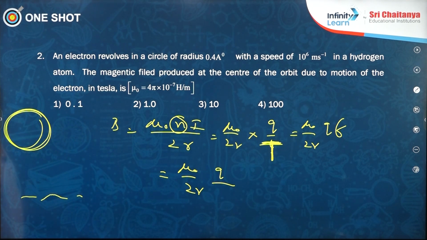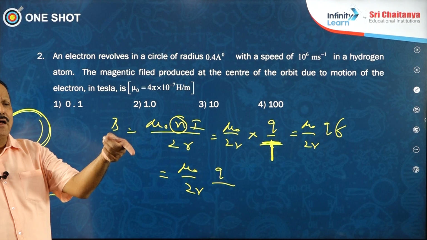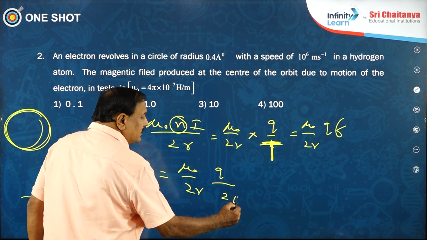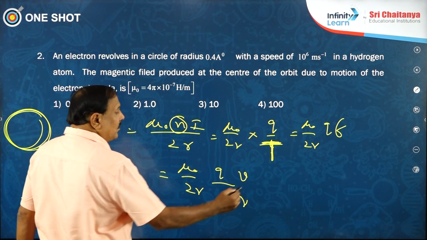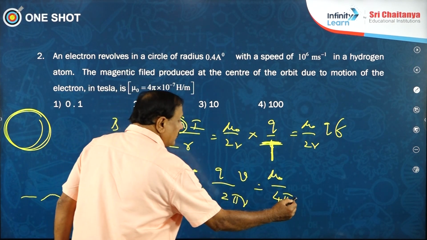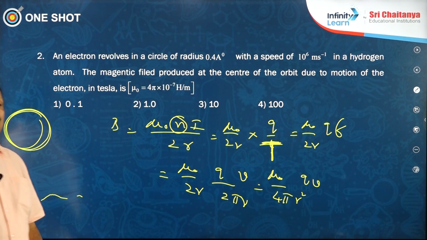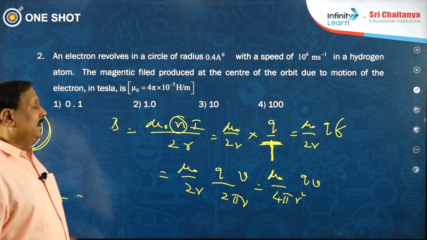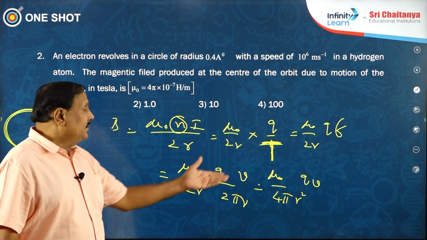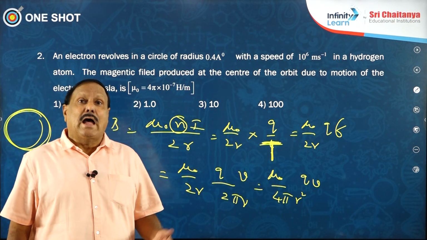Actually, time is equal to distance by velocity. If I take one turn, one loop, one rotation, the time is 2 pi r, the distance, by velocity. So, finally, this formula becomes mu naught by 4 pi r square into Q into V. This all depends on the question. The question may be given in terms of frequency, in terms of time period, in terms of velocity. Sometimes they may give angular velocity.